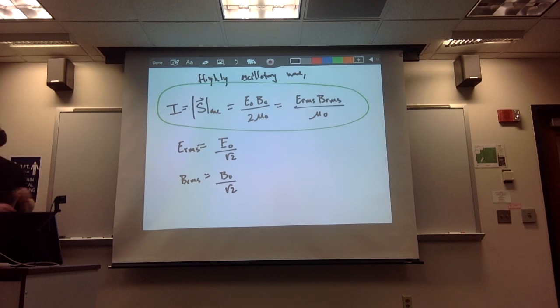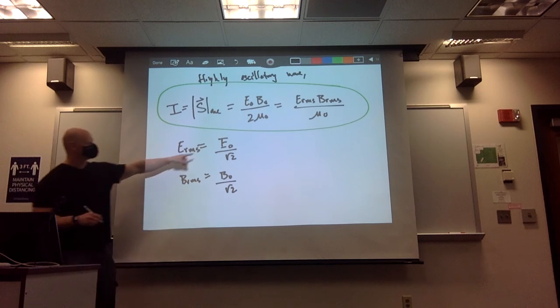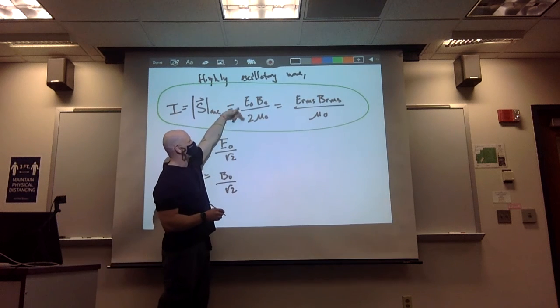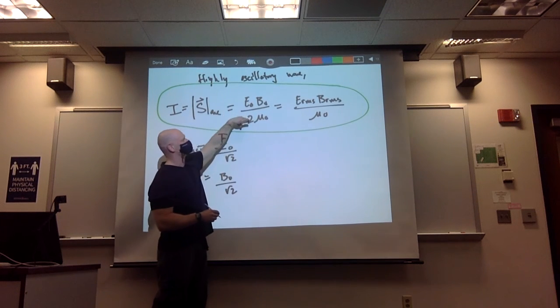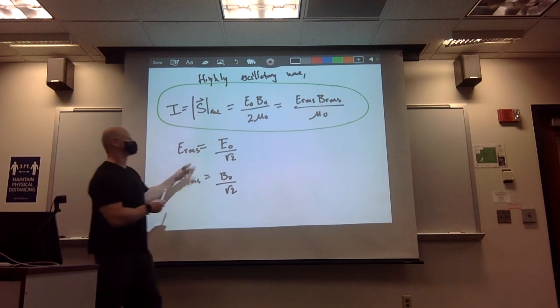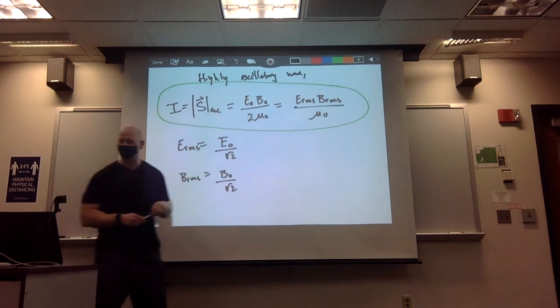So the intensity of the wave in this case will be related to its RMS value, not to its amplitude. What happened to the 2? Because this is a 1 over square root of 2 here, and 1 over square root of 2 here. So I'm writing this as E0 over square root of 2, B0 over square root of 2, to rewrite these in terms of the RMS values. So it's absorbed into the definitions of the RMS.